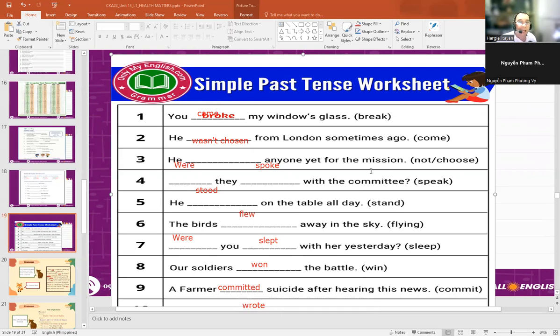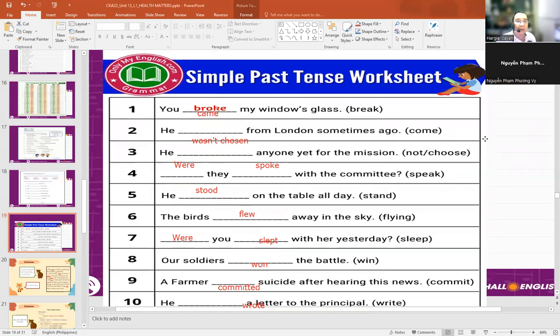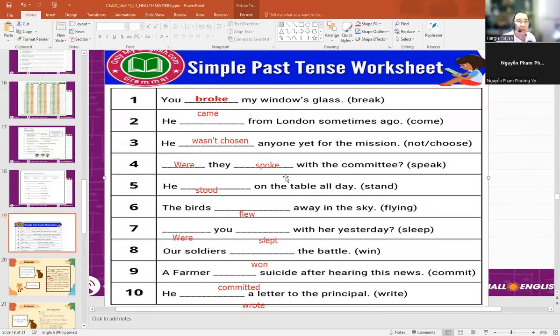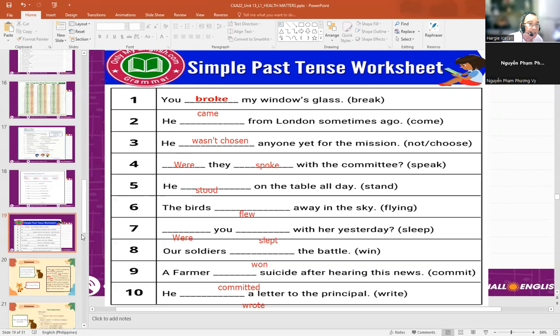So we have in here the words came, chosen, wasn't chosen, were, and spoke. Okay, do you have questions with this? I'm going to take a picture of this and send it to you also after the class. Okay, do you have questions? No more? Okay, let's proceed.